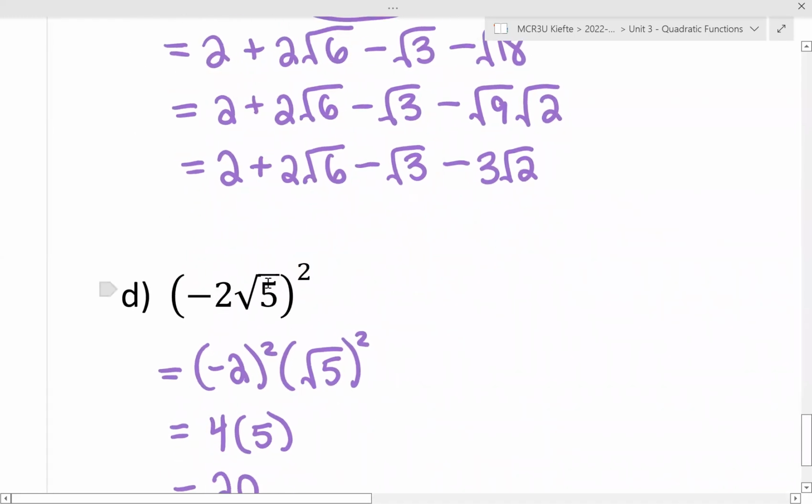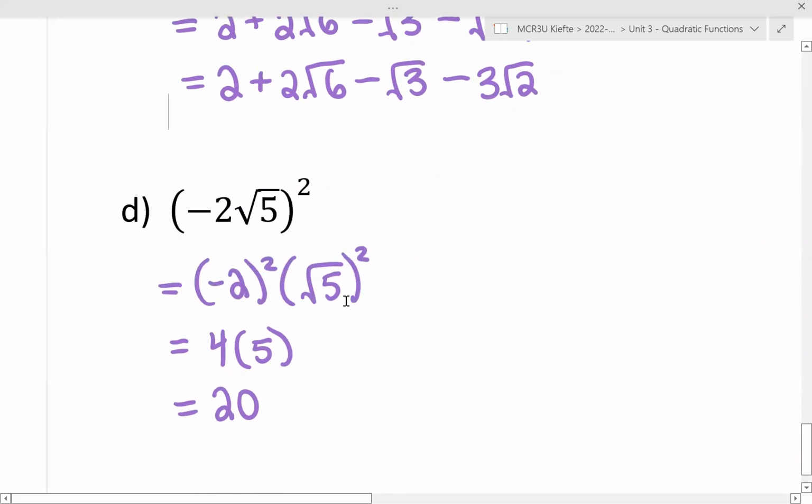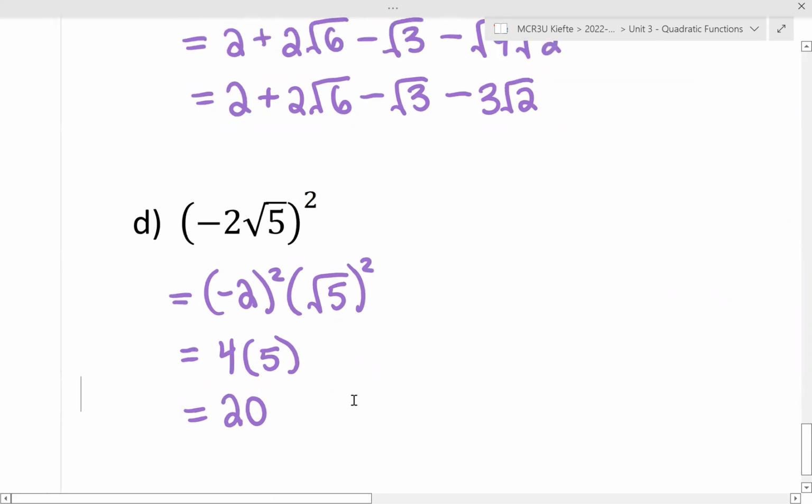And here, squaring this is going to square both the coefficient and the radical. And squaring a radical will cancel it out if it's a square root, and we get 20.